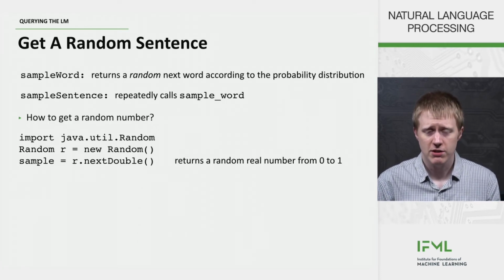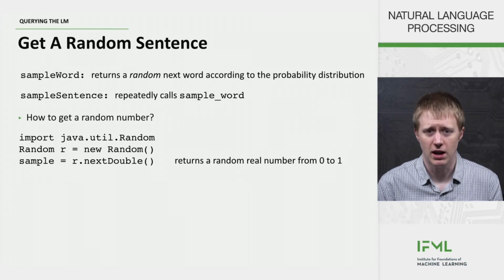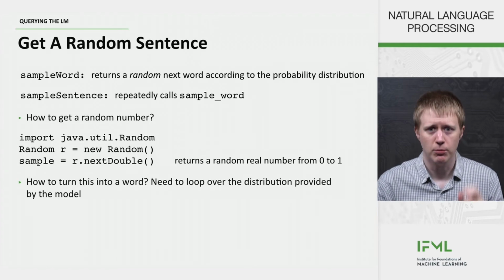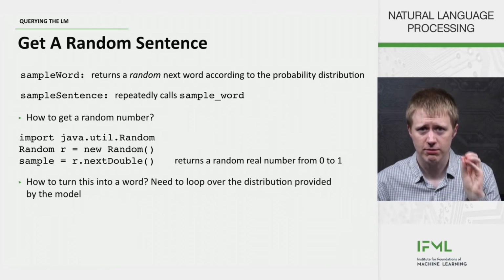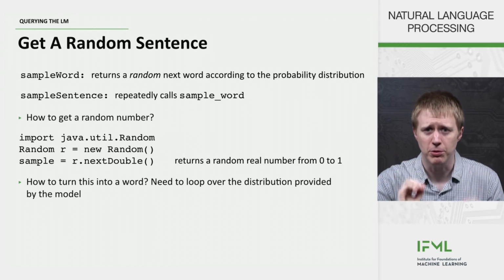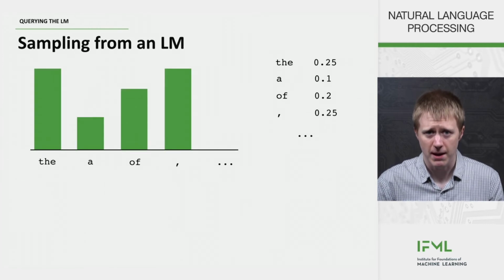In Java, you can get a random number by importing java.util.Random, constructing a random number generator r, and then calling r.nextDouble, which gives us a random real number between 0 and 1. But that's just a random real number. We wanted a random word. We need to take that random number and use the probability distribution from the model and sample from it. So I'm going to give you an algorithm to do that.